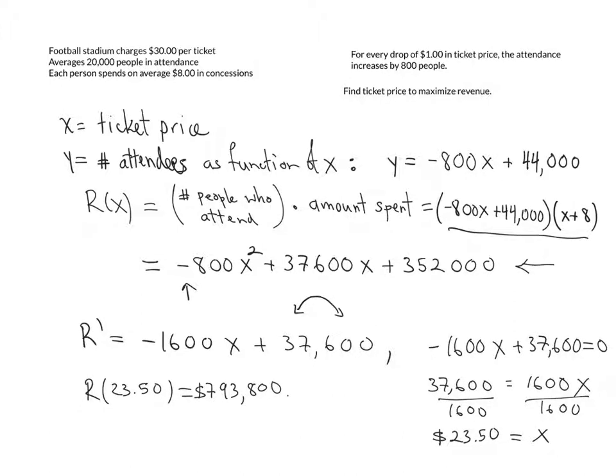Okay, so summarizing, for this problem, we weren't given a formula for the revenue. We were given all the information that we needed to determine a formula for the revenue, but there was a little bit of extra work, and the starting point really was this idea that the revenue is going to be given by the number of people who attend times the amount they spend, and both of those quantities depend upon the ticket price. So we had to go back and figure out a formula for the number of people who are attending as a function of the ticket price x, and that we could then plug into the formula for the revenue.